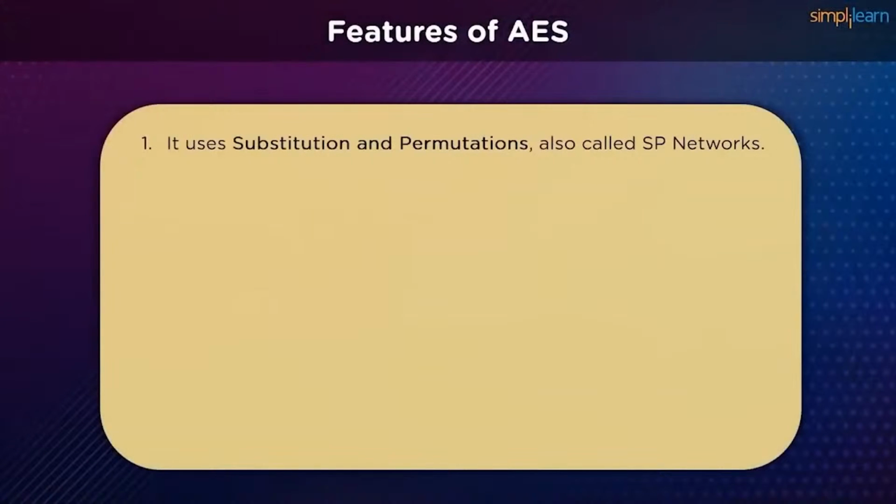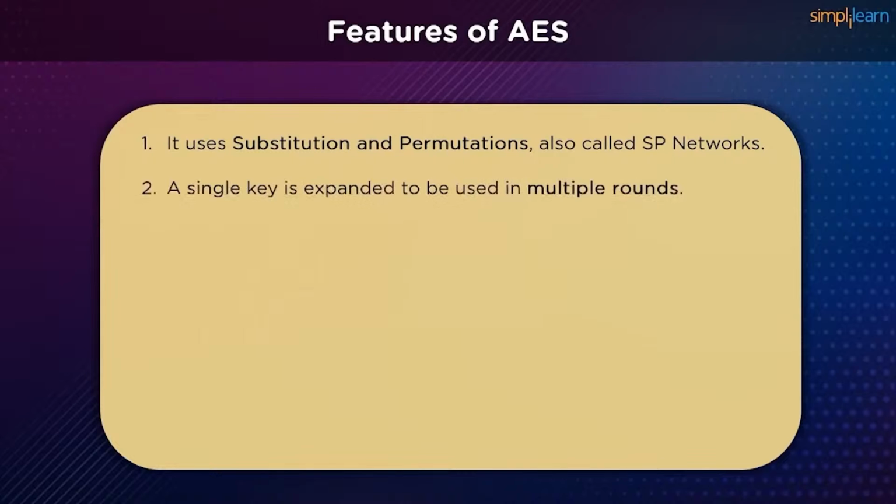The AES algorithm uses a substitution permutation, or SP, network. It consists of multiple rounds to produce a ciphertext. It has a series of linked operations, including replacing inputs with specific outputs, that is substitutions, and others that involve bit shuffling, which is permutations.